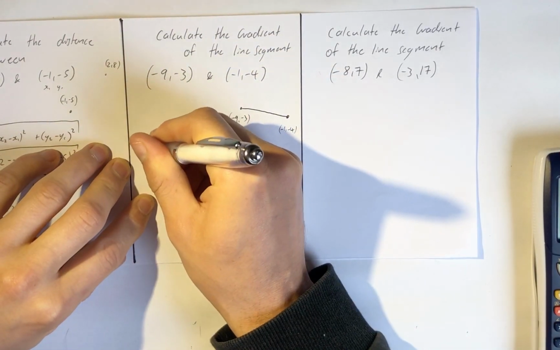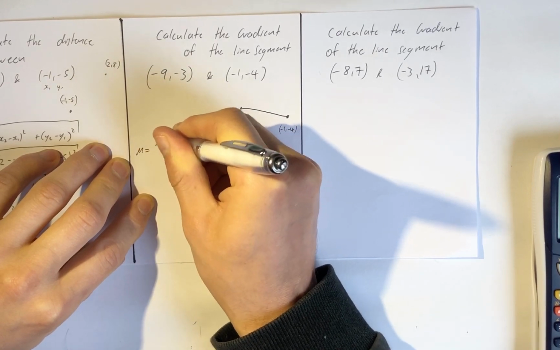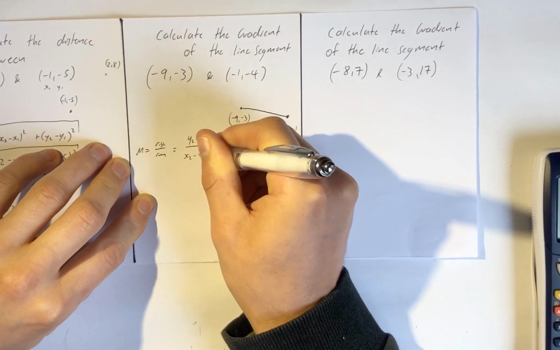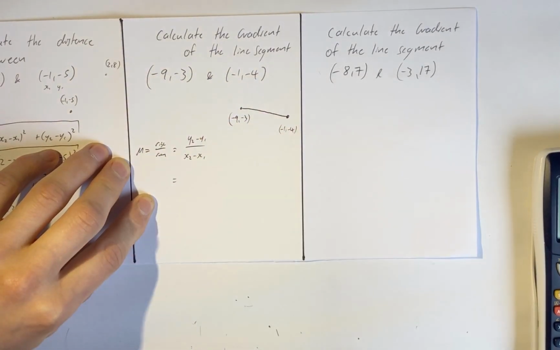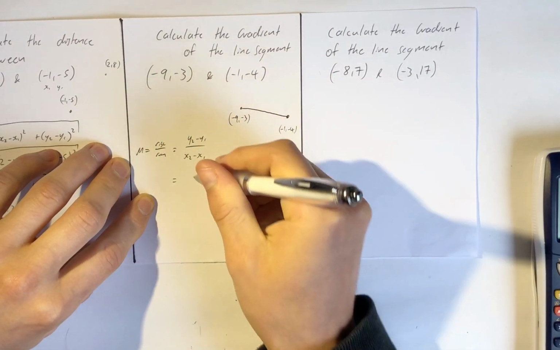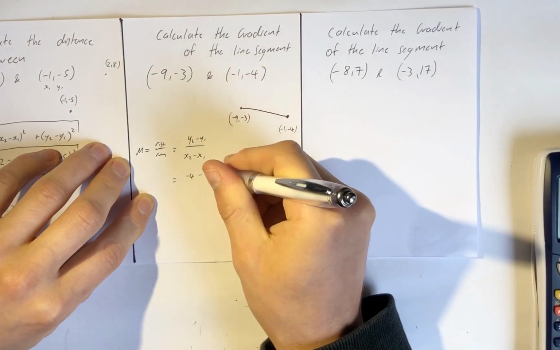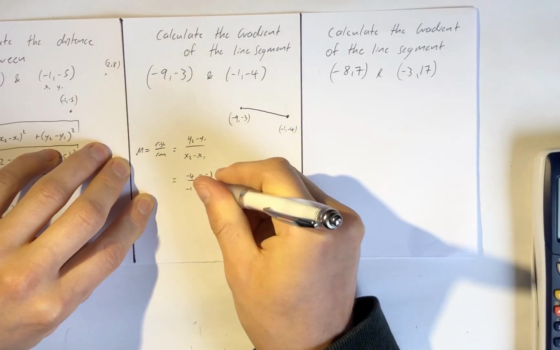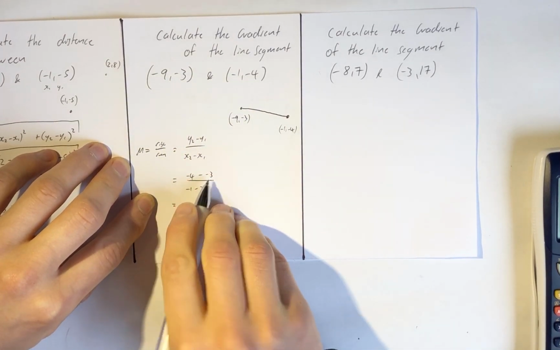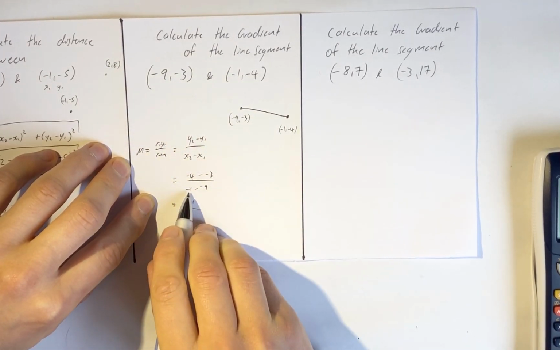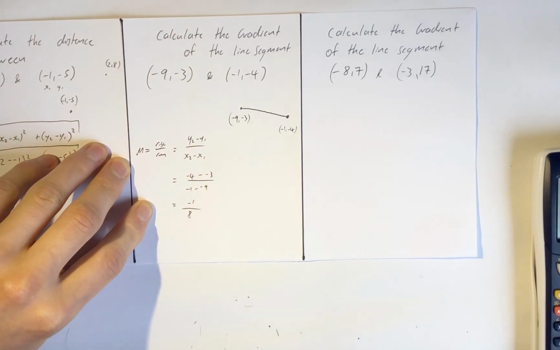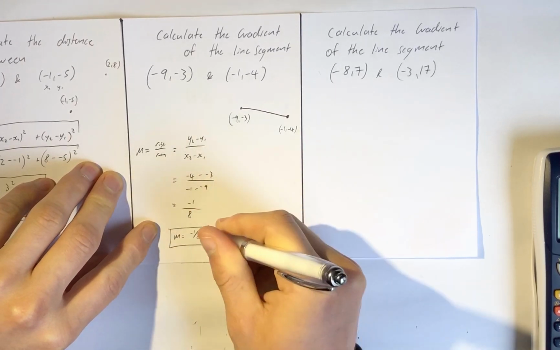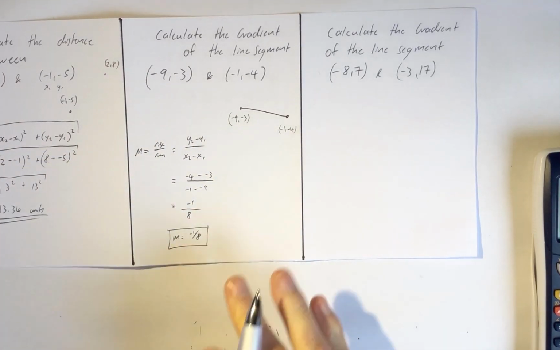So that is, m is rise over run. So rise is y2 minus y1, and run is x2 minus x1. So y2, -4, take away -3, all over -1, take away -9. So -4 plus 3 is -1, and -1 plus 9 is 8. And like I said, it's going to be gradient -1 over 8. It's easy as that. Hopefully you got that one right.